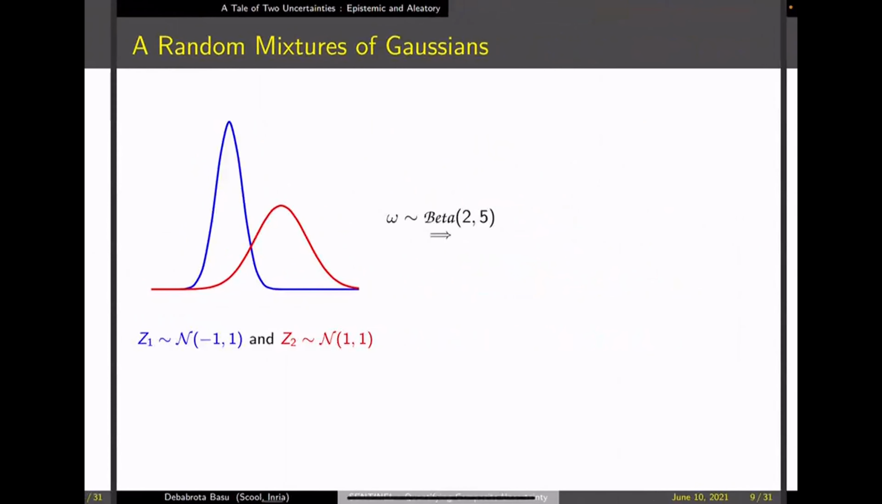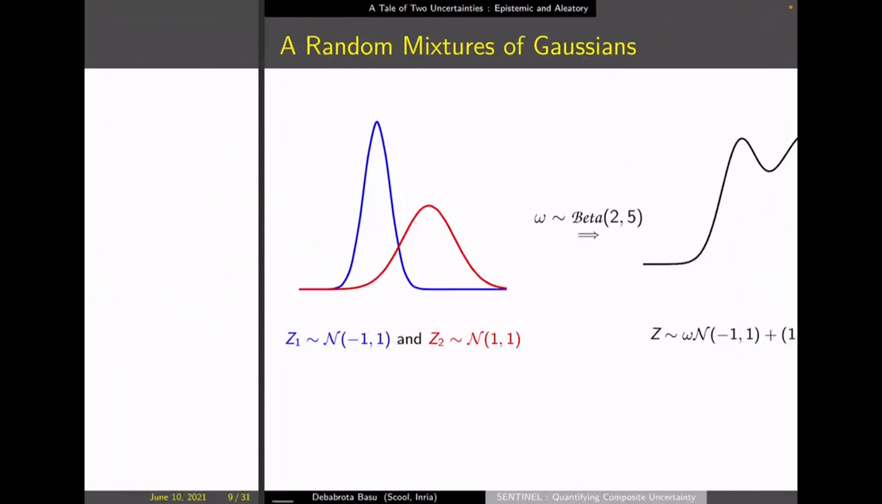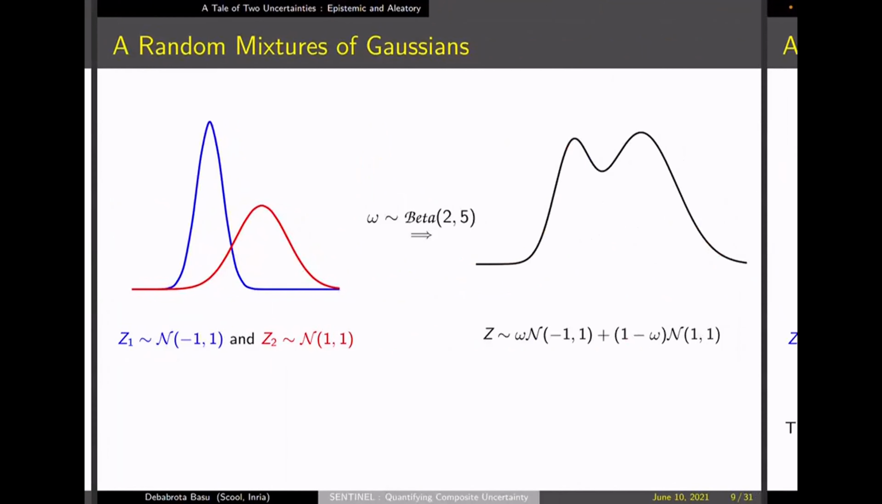Let us consider we have a random mixture of Gaussians, and there is some random variable Z1 coming from this distribution N with mean -1 and standard deviation 1. And there is this Z2 that has mean 1 and standard deviation 1. Z2 is in the color red, and Z1 is in color blue. Now we want to see how they mix. If we have some weight omega on each one of them, and we create a new variable Z by mixing them, such that Z is omega Z1 plus (1 minus omega) Z2.